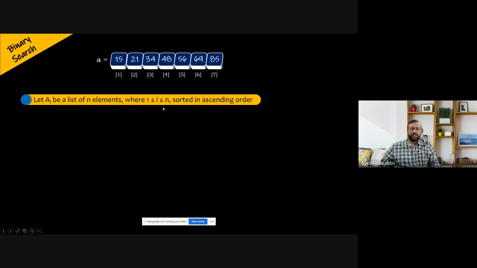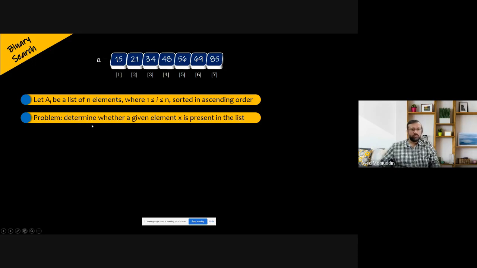Now, formally, the problem of binary search is stated as: let A[i] be a list of n elements, where i is from 1 to n. So there are n elements, A of 1 means 15, A of 2 means 21, and so on, sorted in ascending order. This condition is very important. Sorted in ascending order, otherwise binary search will not work. Then the problem is to determine whether a given element X is present in the list or in the array.